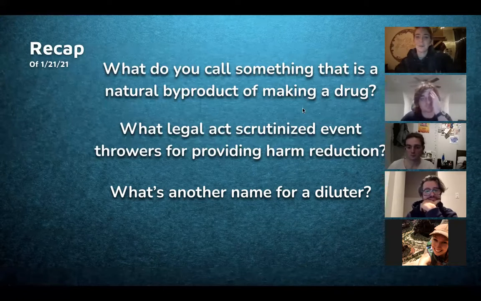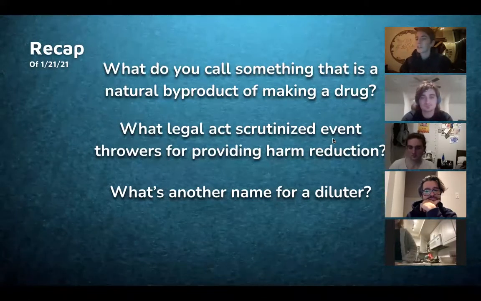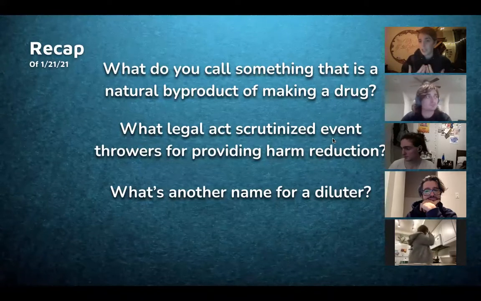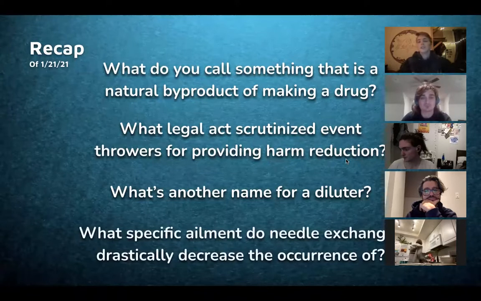Lactose. Yeah. A binder, active adulterant. So remember, a binder is an inactive ingredient. These terms are used a little bit loosely generally, but a binder is usually an inactive ingredient. It's not psychoactive. What specific ailment? There are a couple of these.